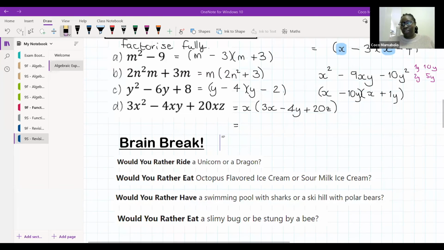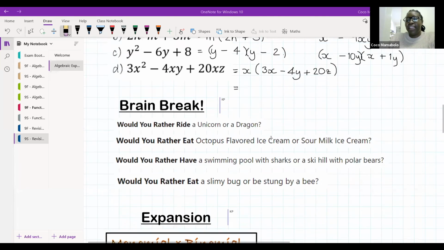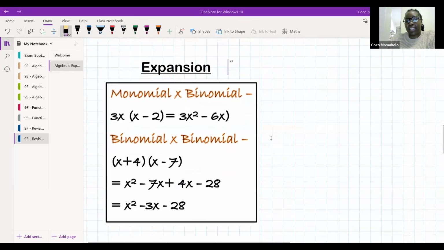Okay, guys, we've got to get back to business. We've got a couple minutes left. We're going to be talking about expansion. In your school paper, they will always write something like this. The instruction will say simplify, and basically what simplify means is take away the brackets.